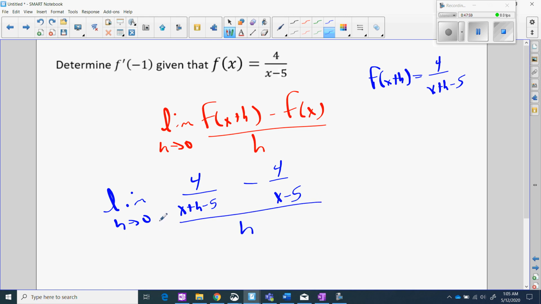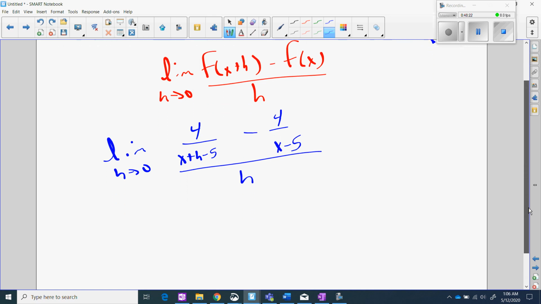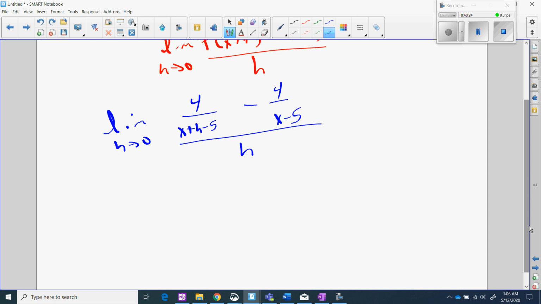Well, again, as always, if you were to put h as 0 right now, you get 4 over x minus 5, take away 4 over x minus 5. That's 0, and the bottom will be 0. So as I told you last example, it's always 0 over 0. So at this point, you need to be competent at evaluating indeterminate limits, which was one of the main focal points last unit. Well, we did this last unit.